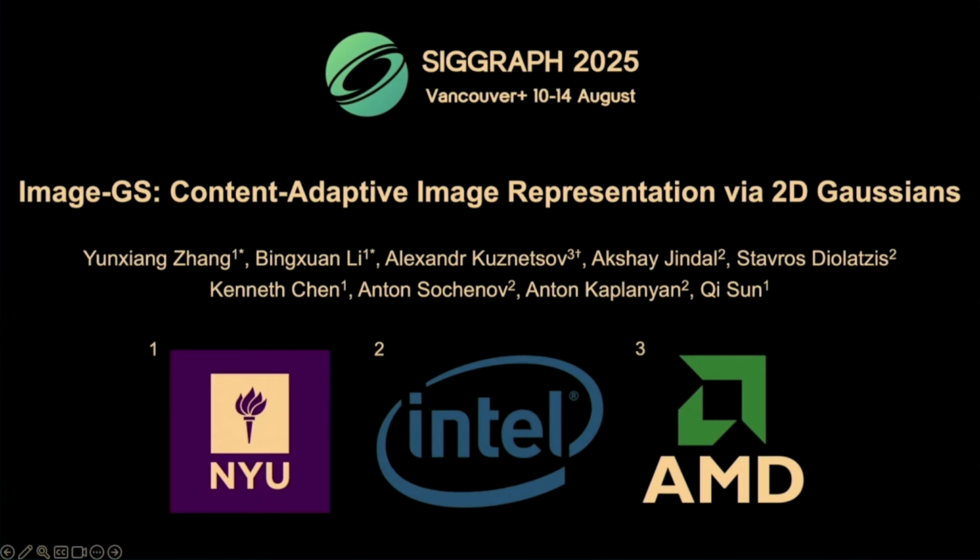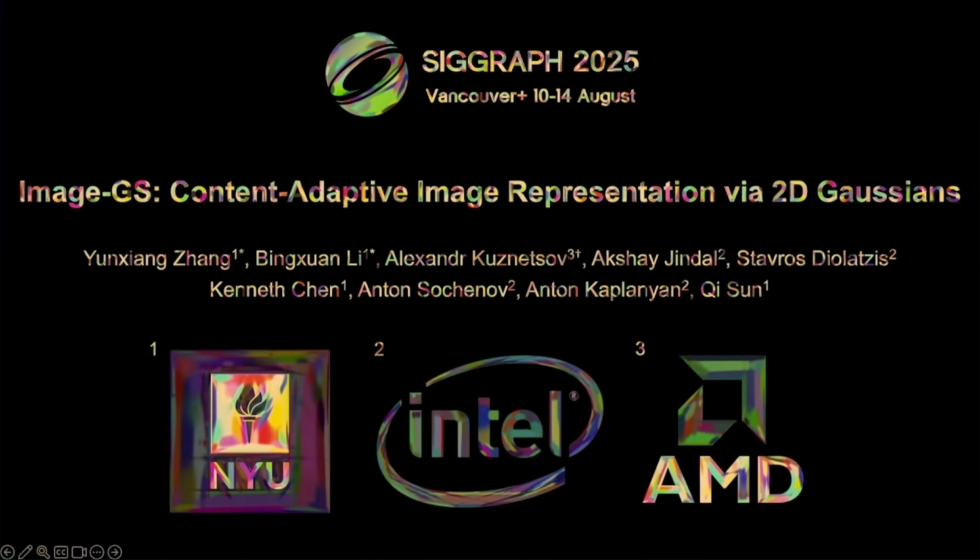As a brief overview, ImageGS is a content-adaptive image representation built on 2D Gaussians, tailored for real-time graphics applications. Now, let me share a little secret. This title slide you are looking at isn't your typical vector graphics slide. It's actually represented and rendered with ImageGS using 10,000 Gaussians. You probably didn't notice anything unusual, but if we give each Gaussian a random color, the underlying structure reveals itself.